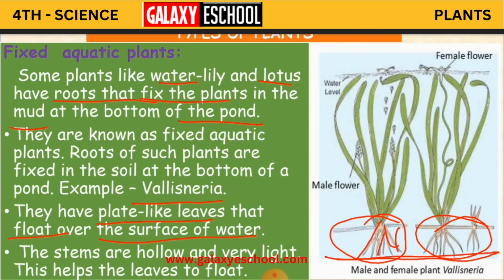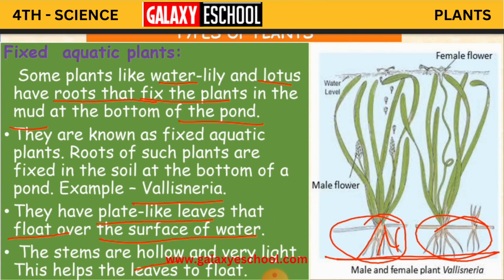Now, as we can see, the leaves of water lily or lotus will be floating up over the surface of the water. Even the flowers also, very beautiful lotus flowers. Okay, children? The stems are hollow and very light. So the stems are hollow. Hollow in the sense it is empty. Empty, like they don't contain anything inside the stem.